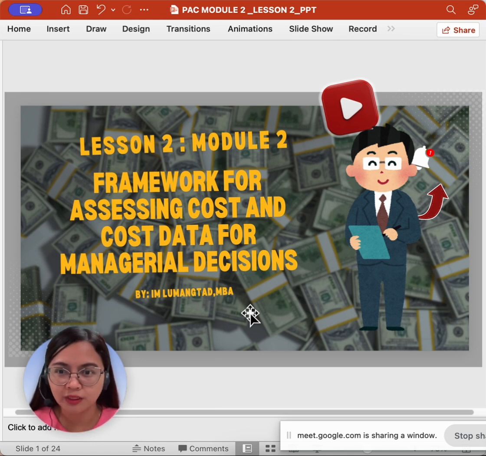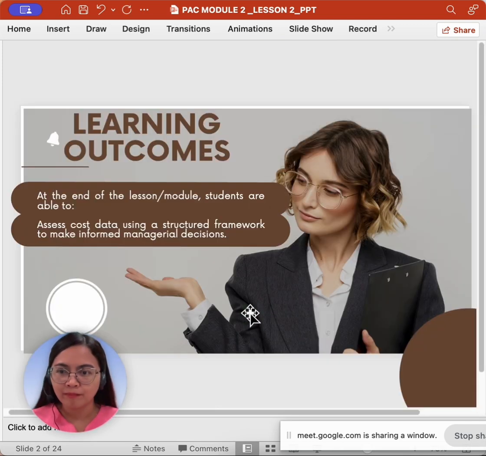Okay, now again for module 2 lesson 2 we will have framework for assessing cost and cost data for managerial decisions. So what would be our learning outcome for this lesson? At the end of this lesson, the students are able to assess cost data using a structured framework to make informed managerial decisions. So every cost data, as a manager, should lead to good decision making, because at the end of the day, the manager is responsible for the big decisions in a business.